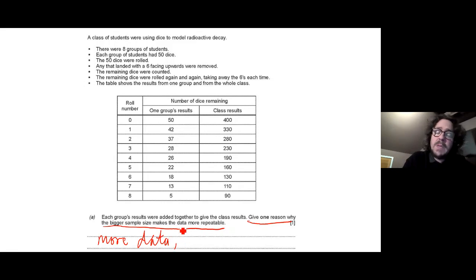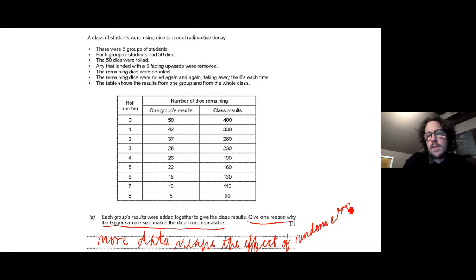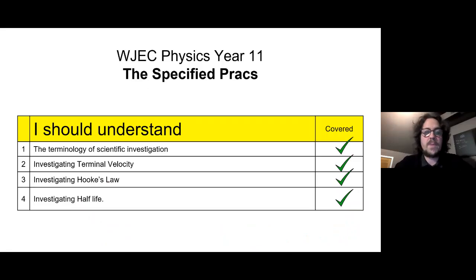More data means that the effect of random errors are reduced. Okay, so more data means that the effect of random errors are reduced. And that is it.